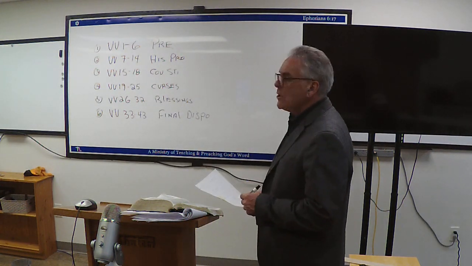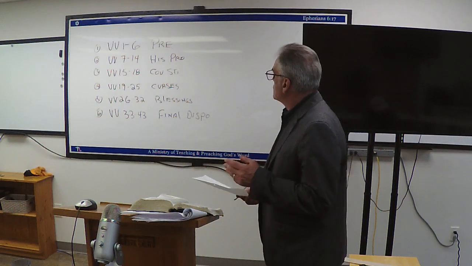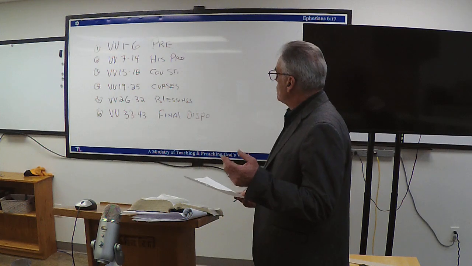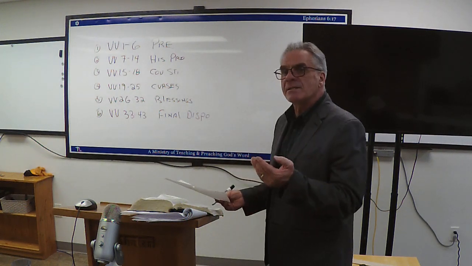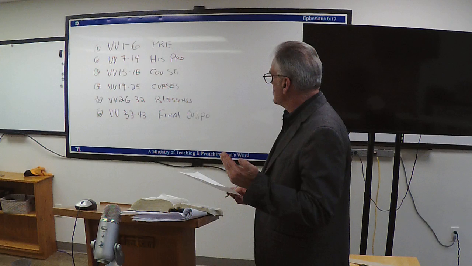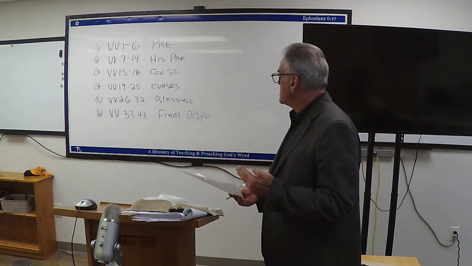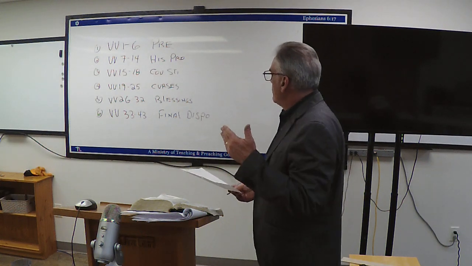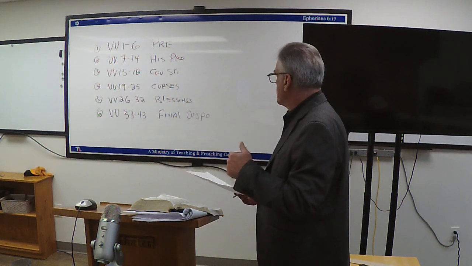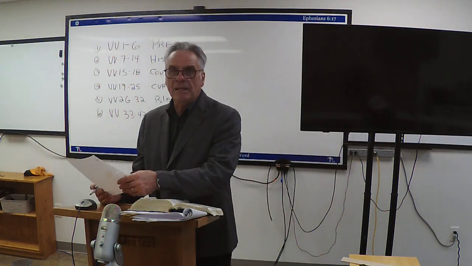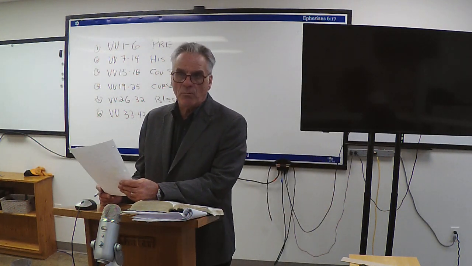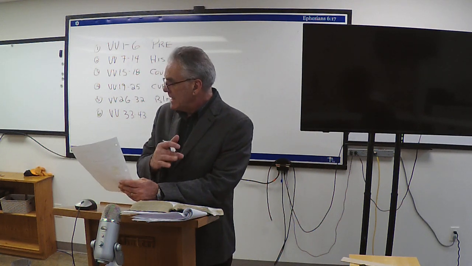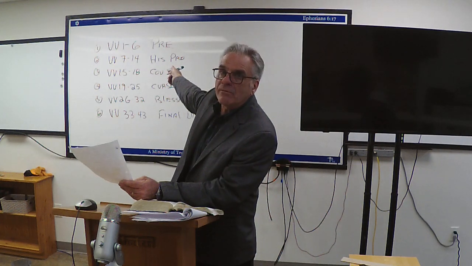Verses 1 to 6, the preamble. Verses 7 to 14, number 2, historical prologue. Verses 15 to 18, covenant stipulations. Verses 19 to 25, curses. Verses 26 to 32, number 5, blessings. Verses 33 to 43, number 6, final disposition. It follows the same format. It's a strong point. All the song is like this. That's how you slash the song for next week.